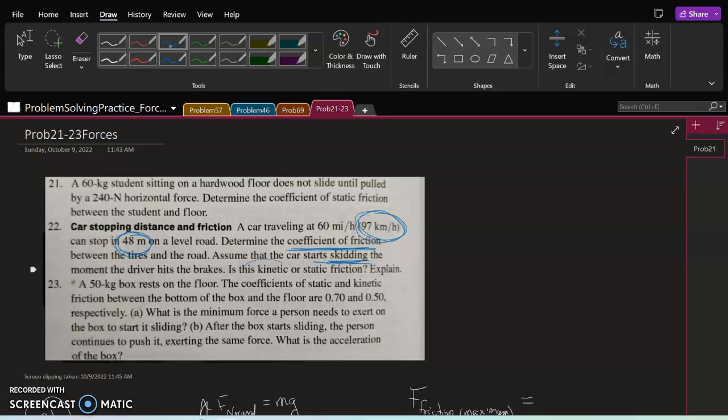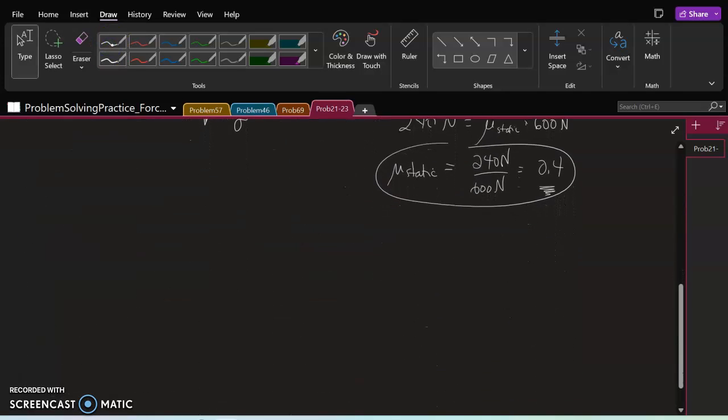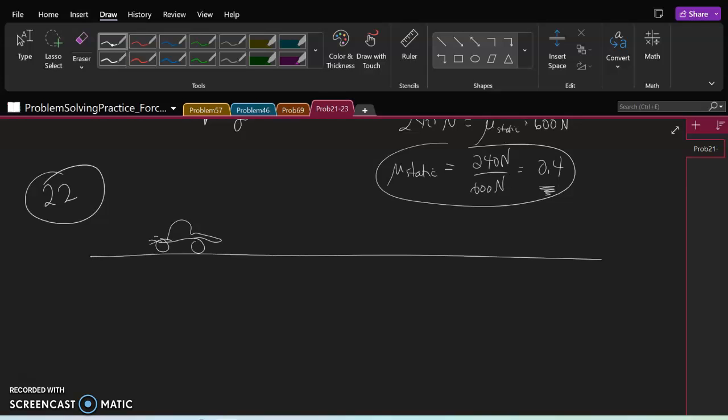And that means what we care about is kinetic friction. So we're going to use this idea of kinetic friction, this initial speed of 97, and the fact that it travels 48 meters to try to do this problem. Okay, so we're going to come down here. This is problem number 22, and we're going to draw a little picture, and we're going to imagine this car is able to skid for 48 meters.